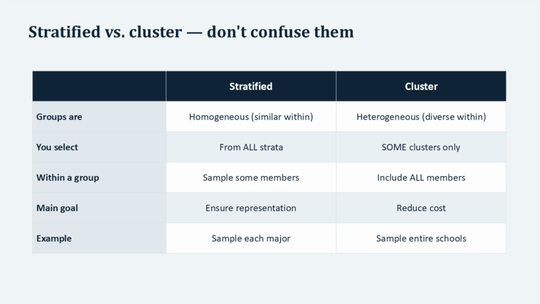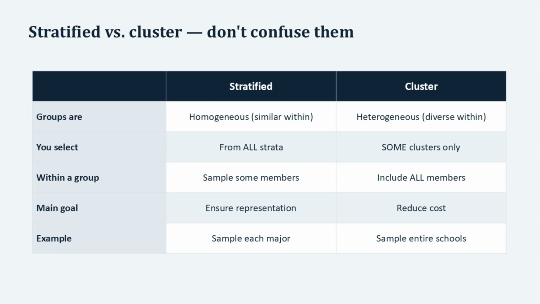In stratified sampling, the groups are homogeneous. That means the people within each group are similar to each other in some important way. In cluster sampling, the clusters are heterogeneous. That means each cluster is more diverse, almost like a little mini version of the whole population.